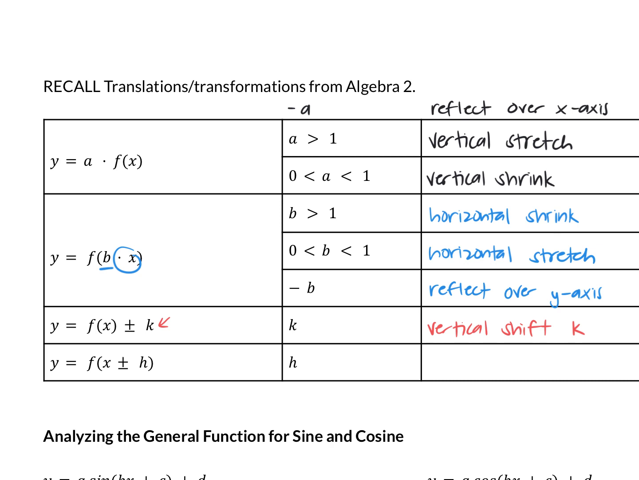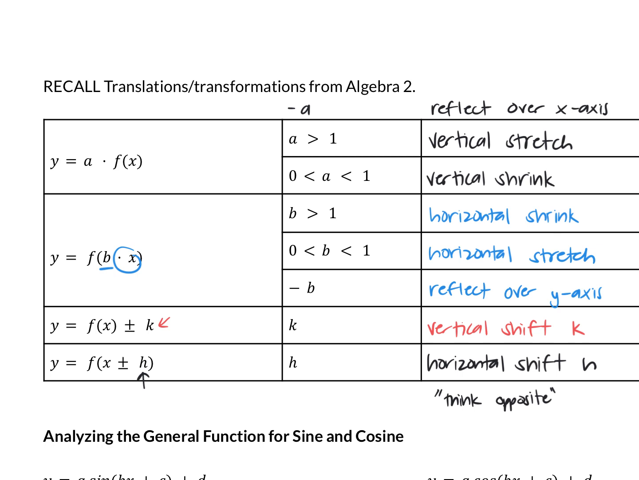And then if I've got H on the inside, so if it's like X plus 5, we're going to shift it which direction? Left 5, right? So it's going to be a horizontal shift, H. But I am going to put a little note here. Remember to think opposite when you are graphing this. Because if it was X plus 5, I'm not going to shift it right 5, we're going to shift it left 5. So it's always opposite of what your brain thinks, okay?